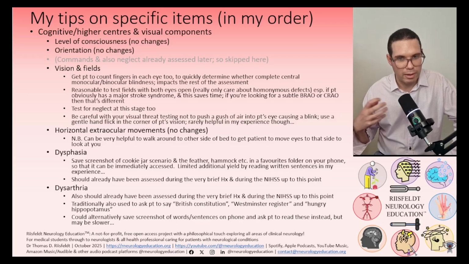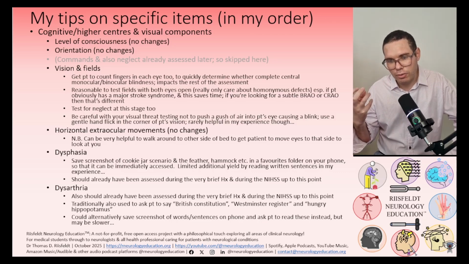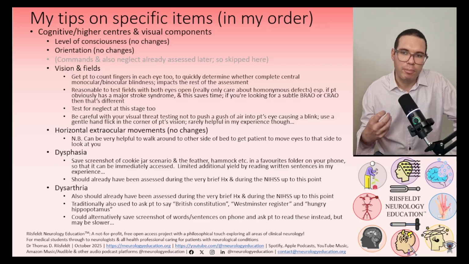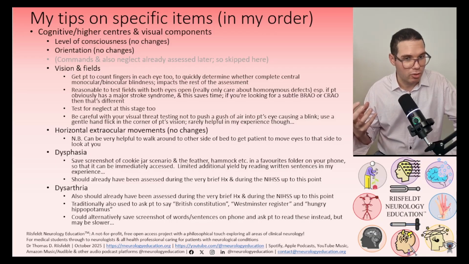I normally just ask the patient to say British Constitution, Westminster Register, Hungry Hippopotamus, some somewhat difficult words to pronounce to try and ascertain whether the patient is dysarthric or not. And they're the phrases that we usually ask the patient to say when we're assessing dysarthria. But you're really just trying to establish, is the patient not dysarthric? Do they have a subtle dysarthria, or do they have a severe dysarthria? So I wouldn't sweat this one too much. I wouldn't waste too much time on this one. Just make an assessment and move on.